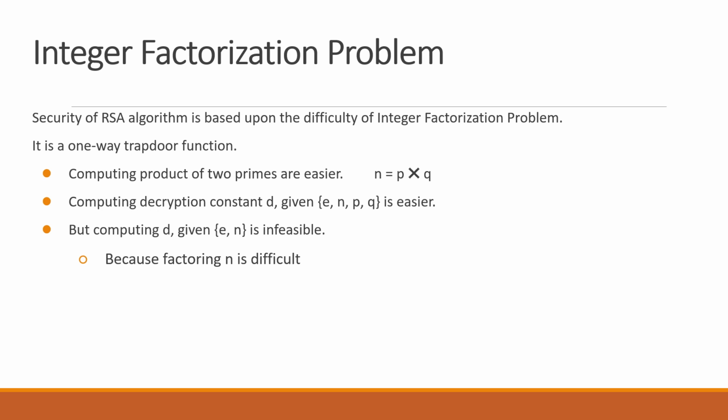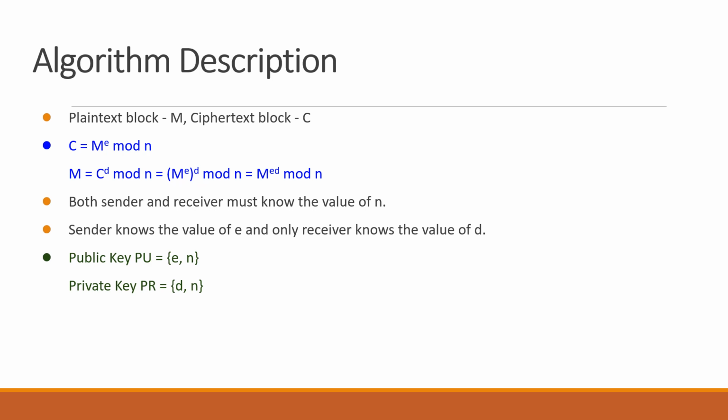First we compute the product of two prime numbers, which is easier, and computing the values of E, N, P and Q is much easier. But computing D is very difficult. So this makes this algorithm a success. Okay. So how do we calculate this algorithm?